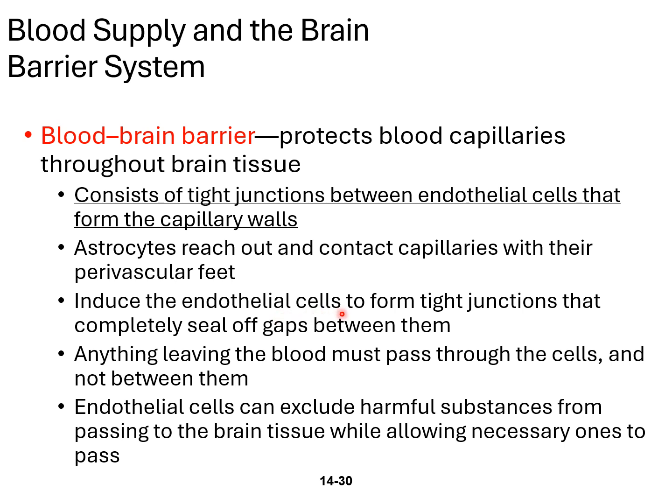They induce the endothelial cells to form tight junctions that completely seal off gaps between them. Anything leaving the blood must pass through the cells and not between them. That's important. Endothelial cells can exclude harmful substances from passing to the brain tissue while allowing necessary ones to pass. That's why certain drugs, if you take them, cannot go to the brain, because they're too big or their structure is different. So you have special chemicals and special pills that you can take that actually can cross the blood-brain barrier.